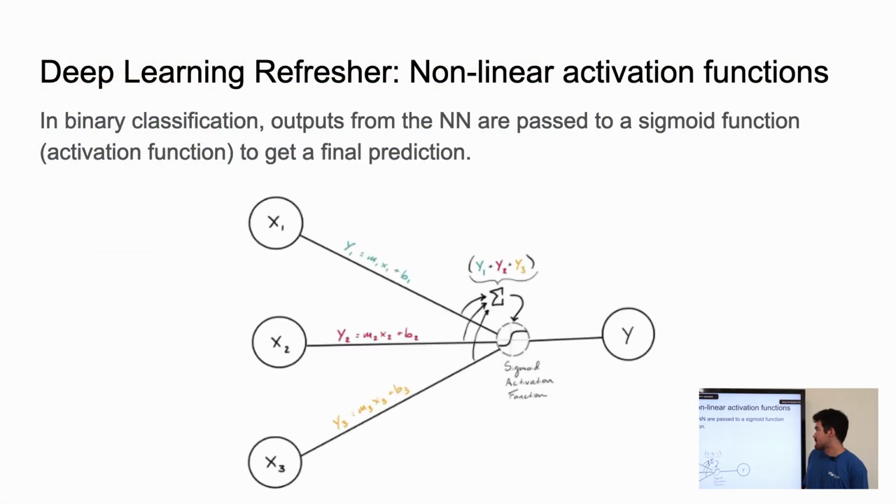And in a binary classification model, the outputs from the neural network may be summed here, or really transformed into a scalar value, and then input into a sigmoid activation function before you get your ultimate output value.